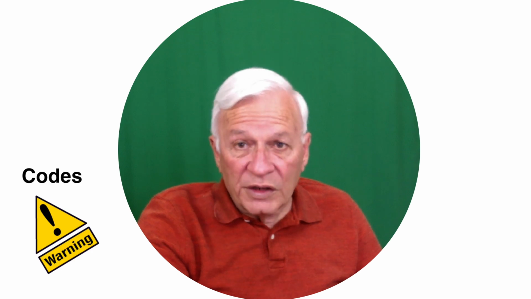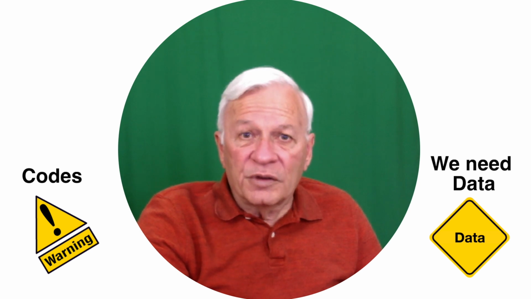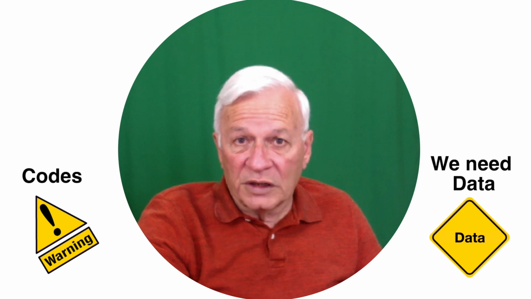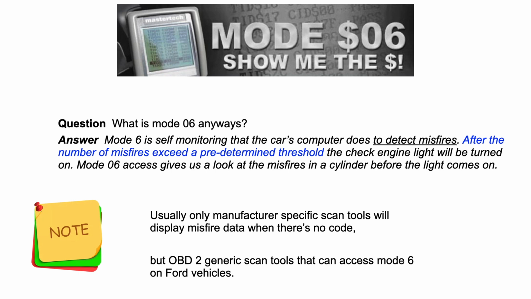Well, codes are warnings, not data, and we need data. For direct misfire data, how many misfire counts there were, we need to go to Mode 6. Mode 6 is self-monitoring that the car's computer does to detect misfires. After the number of misfires exceeds a predetermined threshold, the check engine light will be turned on. Mode 6 gives us a look at the misfires in a cylinder before the light comes on. Usually only manufacturer-specific scan tools will display misfire data when there is no code. However, using OBD2 generic scan tools, we can access Mode 6, which is especially helpful on Ford vehicles.